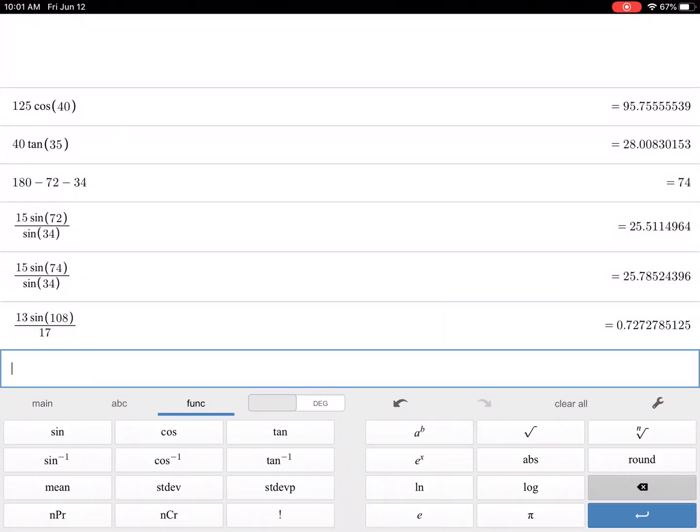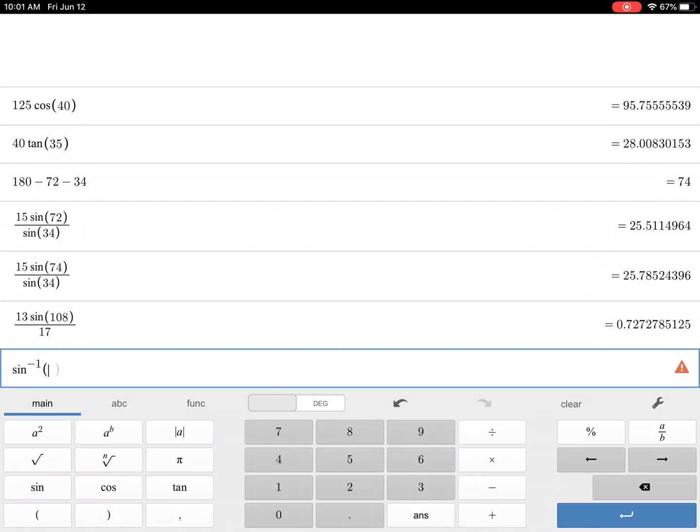So what I'm going to type in here is inverse sine, and then this calculator that I'm using has a button right underneath my 3 that says ANS. Now on your Texas Instruments calculators, usually what you hit here is the second button and then the negative button.